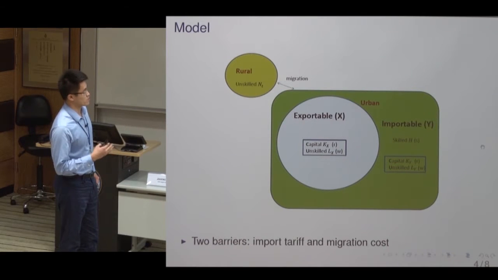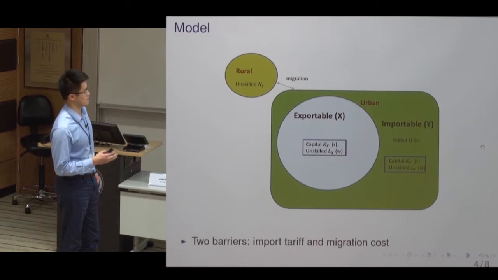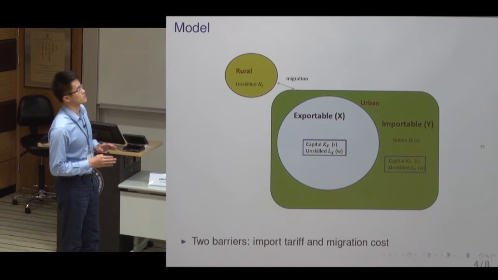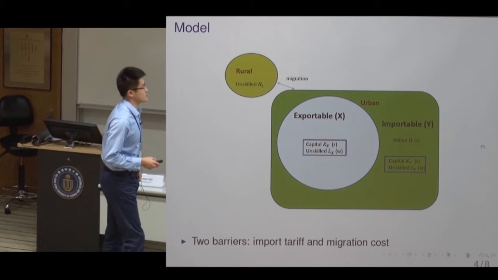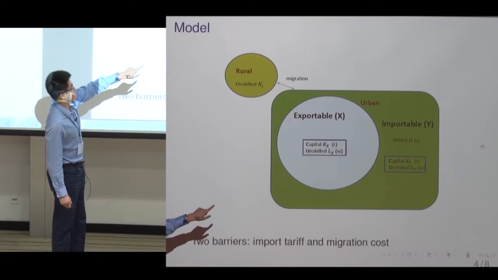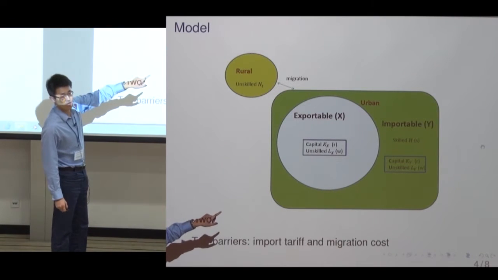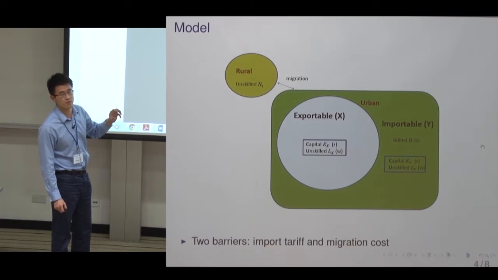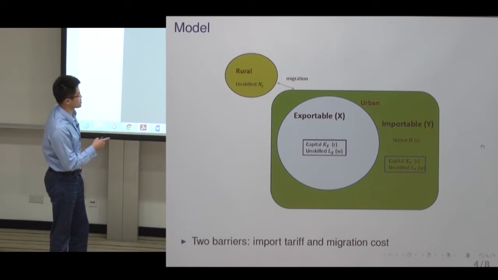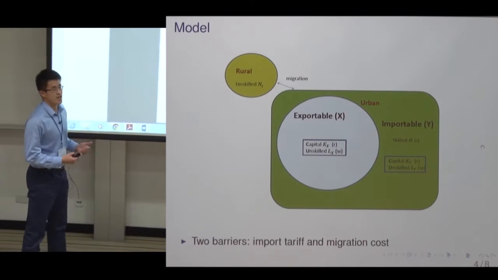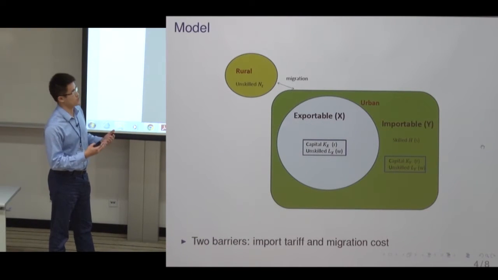And the paper wants to address the effect of the reduction of two barriers, import tariff and migration cost. So my takeaway or my understanding of this model is that because the export sector is using capital and unskilled labor, and the only difference between importable and exportable is that it uses skilled labor, if we think about capital and unskilled labor as a bundle, then when there's a reduction in import tariff, or a reduction in migration cost, that amounts to a reduction in the cost of the input bundle.